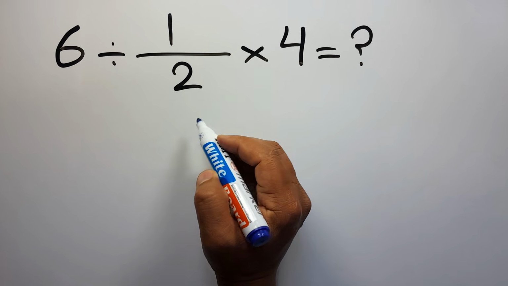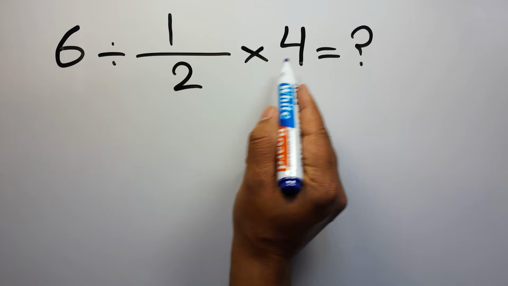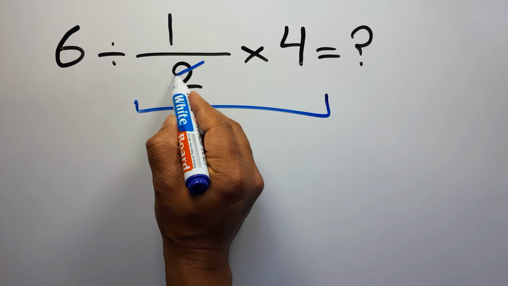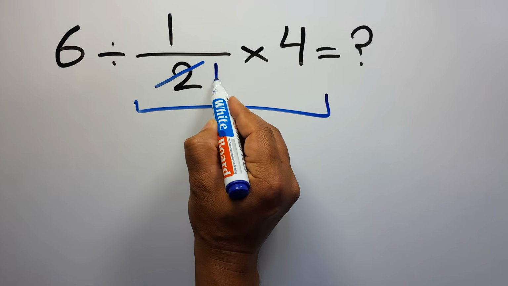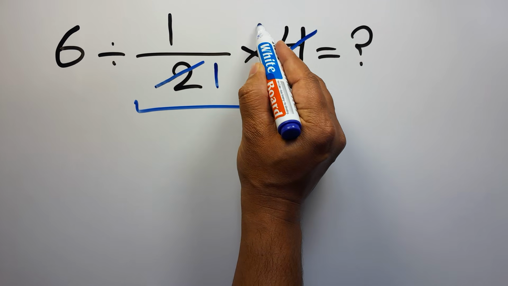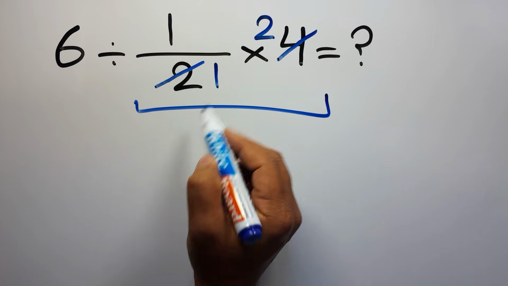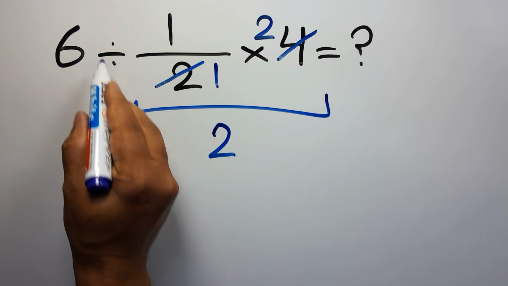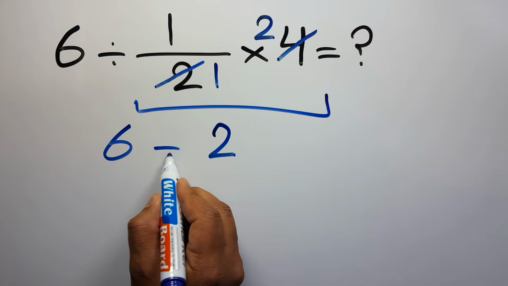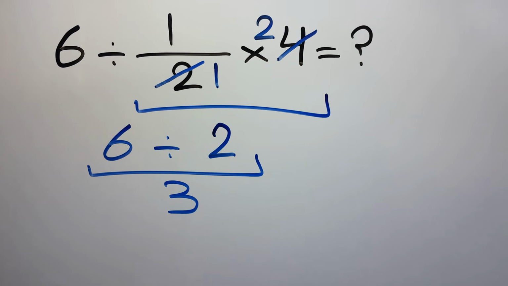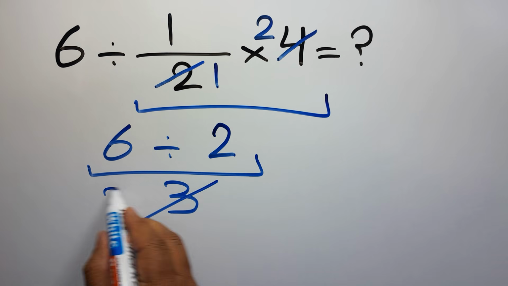First we do this multiplication. 1 over 2 times 4. 2 divided by 2 gives us 1. And the 4 divided by 2 equals 2. So here we have just 2. And 6 divided by 2 equals 3. But this answer is not correct.